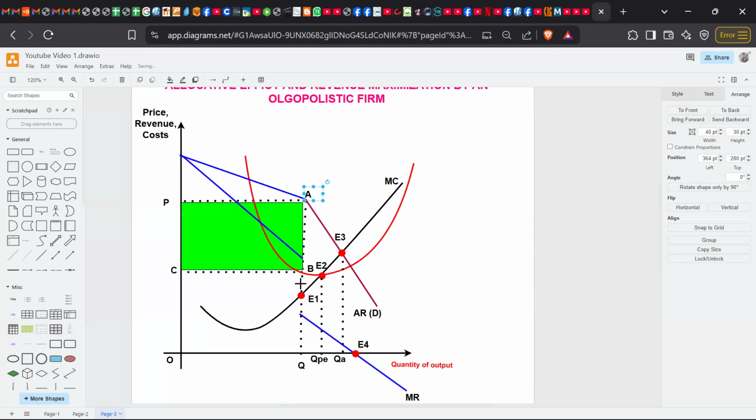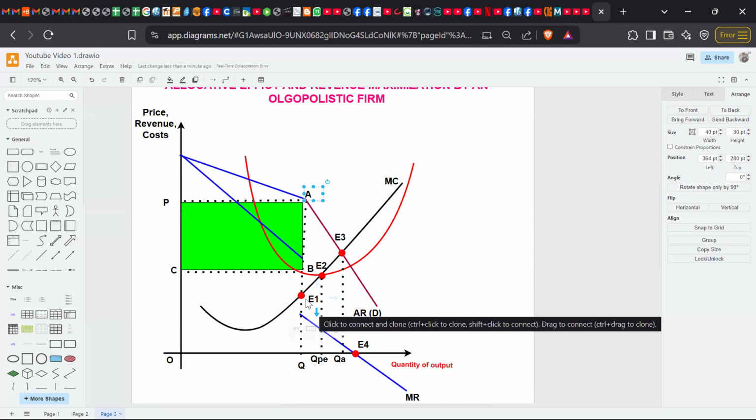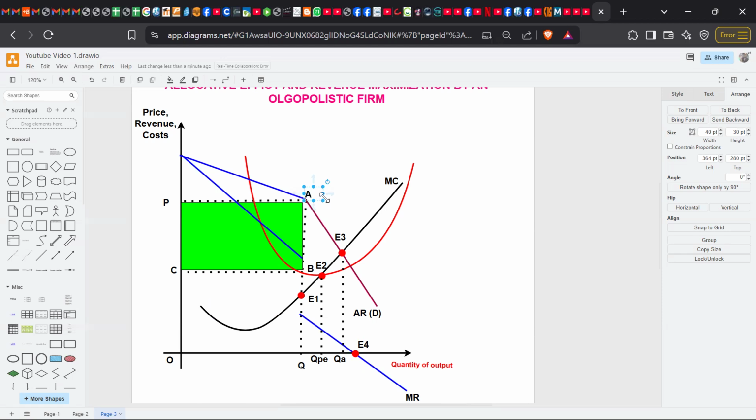And even if the marginal cost increases from MC to MC up or down on this dotted vertical segment of the MR curve, the firm will not increase the price or decrease the price because it is already in Nash equilibrium. That is the point. Okay.